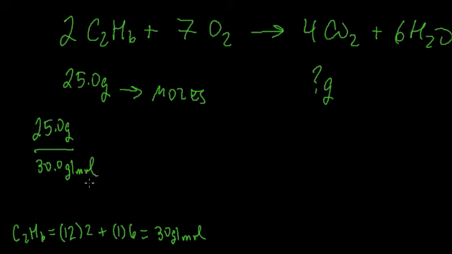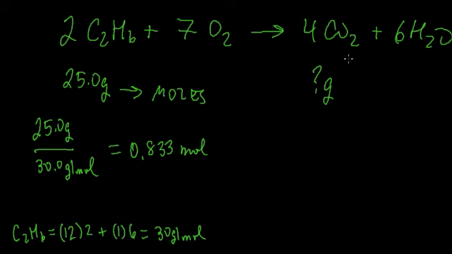I'm just estimating here. I don't have the numbers right in front of me. So 30 grams per mole. Let's do this math. I don't have a calculator right in front of me, and I'm going to smack myself for not, but you can wait just a little bit for me. So 25 grams divided by 30 grams is going to give us 0.833 moles. So we have 0.833 moles of ethane.